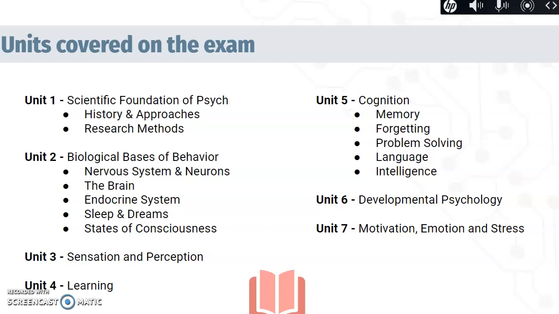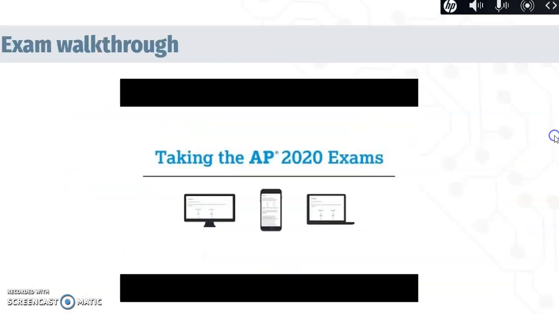Unit 6 is developmental psychology. Unit 7 says motivation, emotion, and stress. It should also say personality on that. So that is what's going to be covered on this test. We know that the second question on your exam will be a research methods question. Everything else is up for grabs.